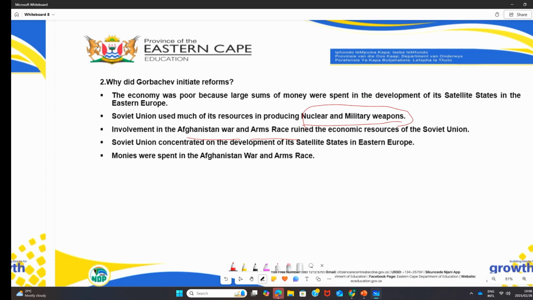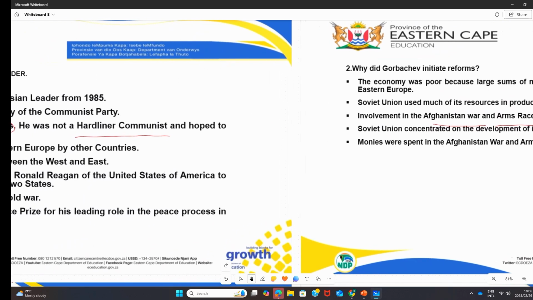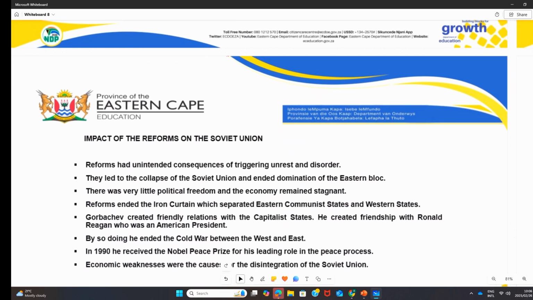So when you want to know why the Russian economy was poor when Gorbachev came to power, you must note that it was because of Russia's involvement in producing nuclear weapons and military weapons. And secondly, it was because of Russia's involvement in the Afghanistan war and in the arms race. The Soviet Union concentrated on the development of satellite states in Eastern Europe, which were to be maintained by the Soviet Union. So monies were spent in the Afghanistan war, and also in the countries that were under him as a leader. That is what happened when he came to power. The economy was very poor.